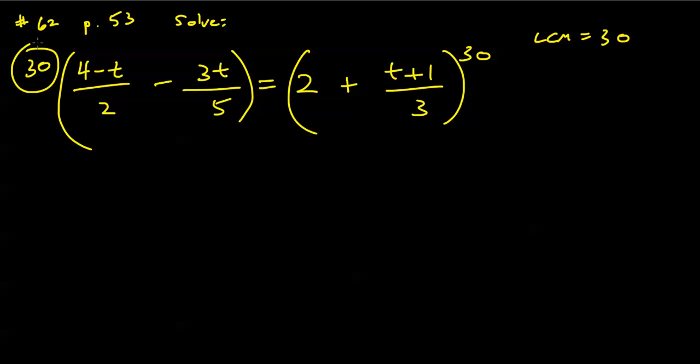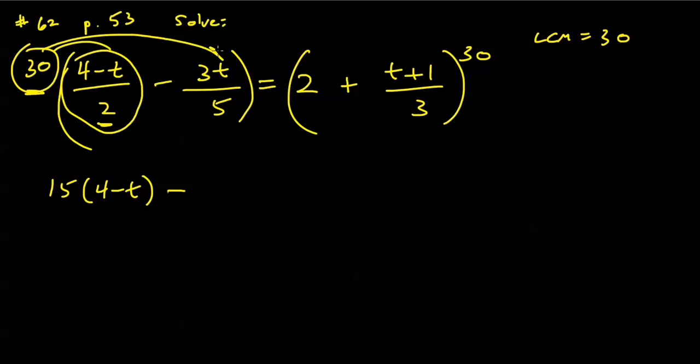Alright, let's look at the left-hand side. 30 times 4 minus t over 2. Well, 2 cross-cancels into 30 15 times, so I'll have 15 times the remaining numerator, 4 minus t. That takes care of this product. Minus what? Well, I've got to multiply these two factors. 5 cross-cancels into 30 6 times, so I'll get a minus 6 times the remaining numerator, 3t, and I'll worry about that in a minute.